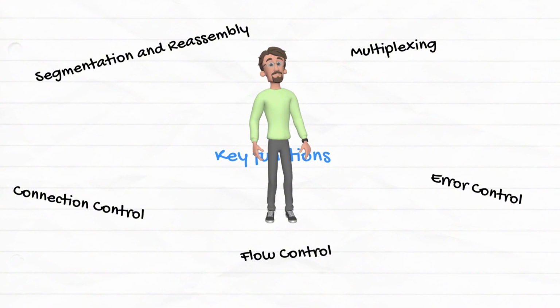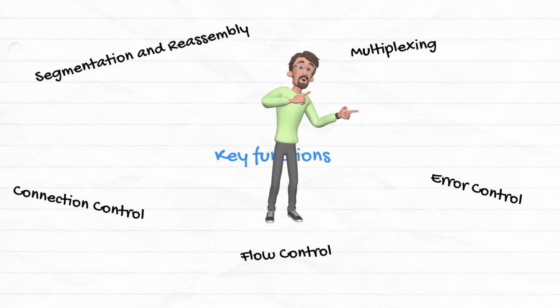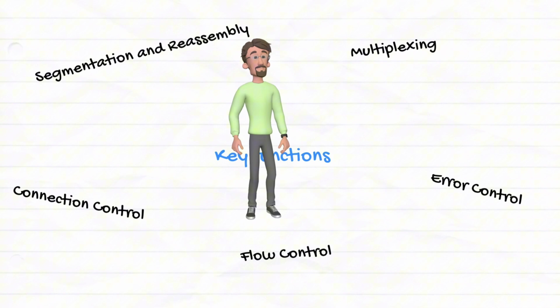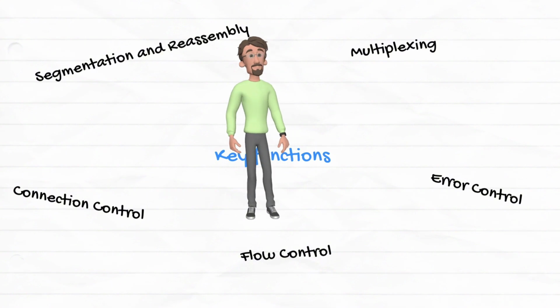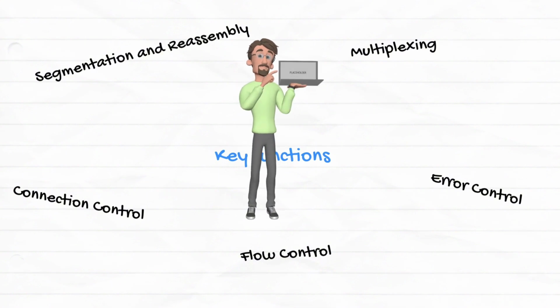Connection control. What it does: establishes, maintains, and terminates connections between devices. Example: think of making a phone call. First, you dial the number to establish the connection. During the call, you maintain the connection while you talk. Finally, when the conversation is over, you hang up to terminate the connection. In networking, the transport layer handles these steps to ensure a stable and reliable connection between devices for data transfer.